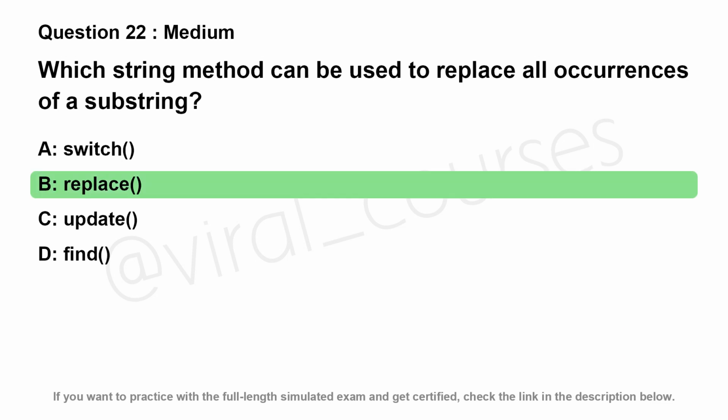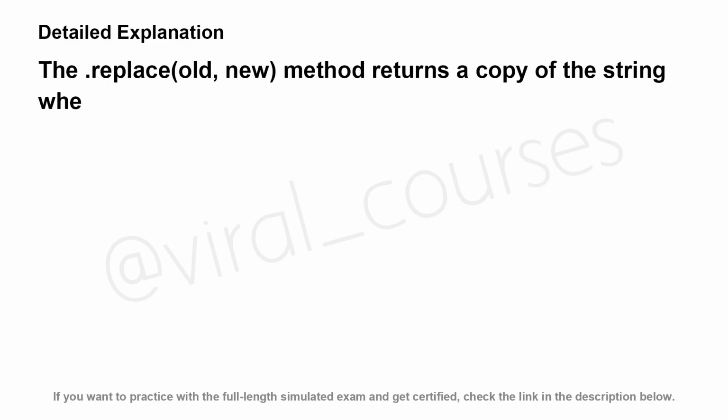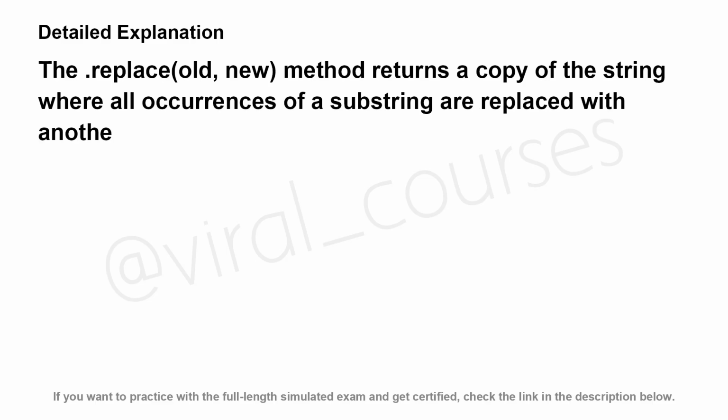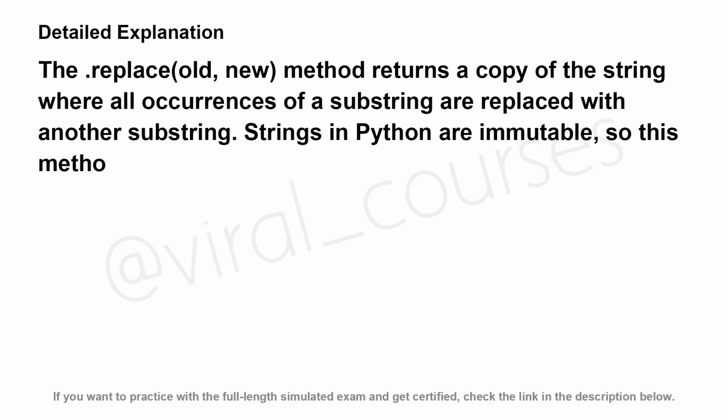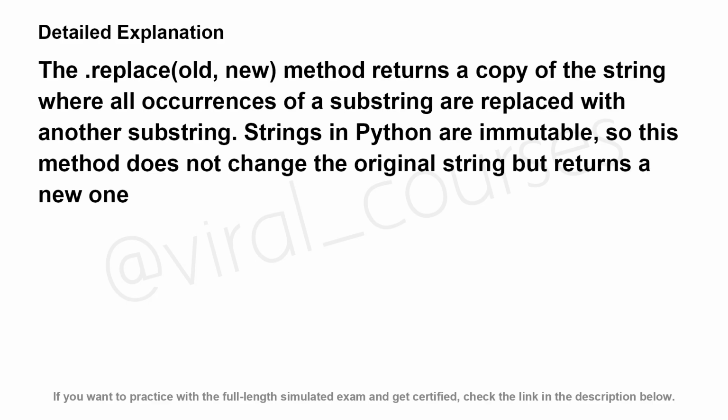The correct answer is B. The replace(old, new) method returns a copy of the string where all occurrences of a substring are replaced with another substring. Strings in Python are immutable, so this method does not change the original string but returns a new one.